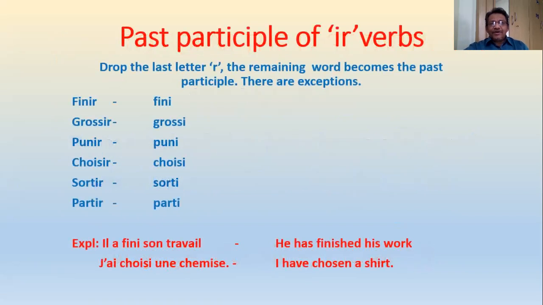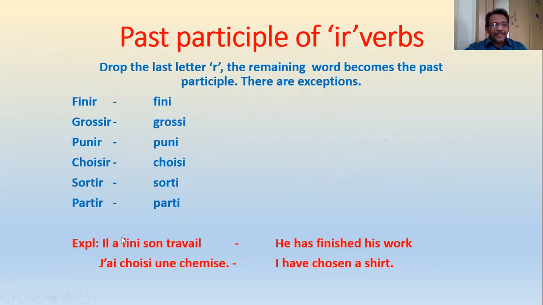Okay. Now we move on to IR verb. IR verb is also very easy. Now take the IR verb, drop the last letter R. That's all. Then the stem becomes the past participle. Examples are given. See, finir, drop the last letter R. Fini is the past participle. Grossir, drop the last letter R. Grossi. That is the past participle.